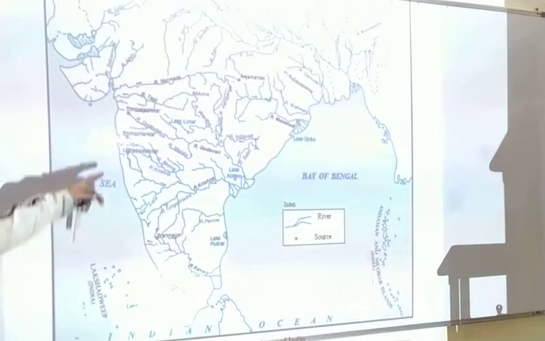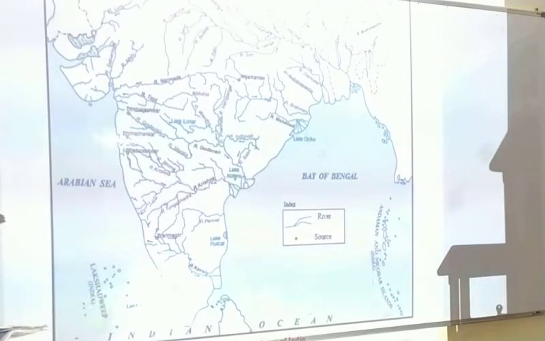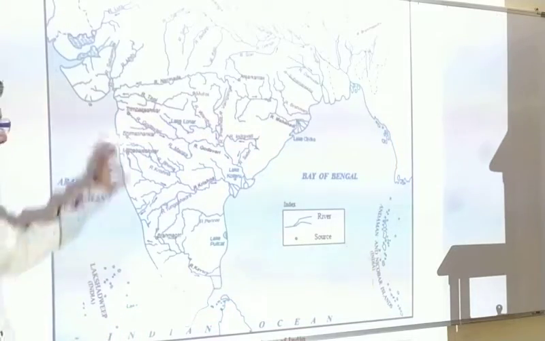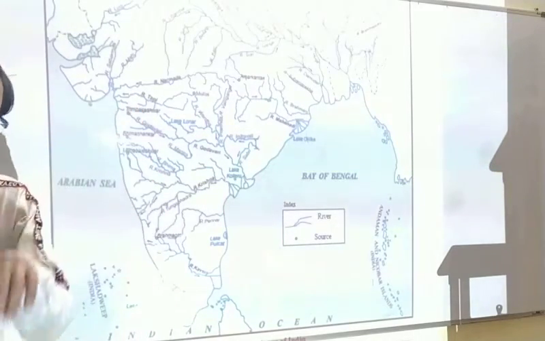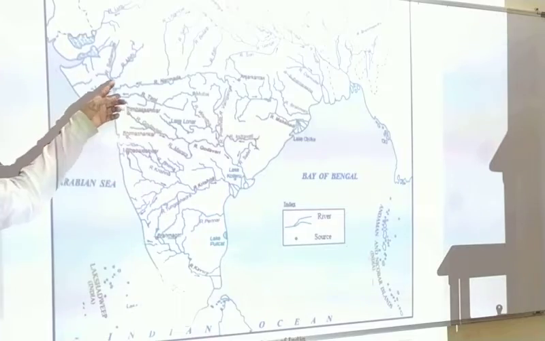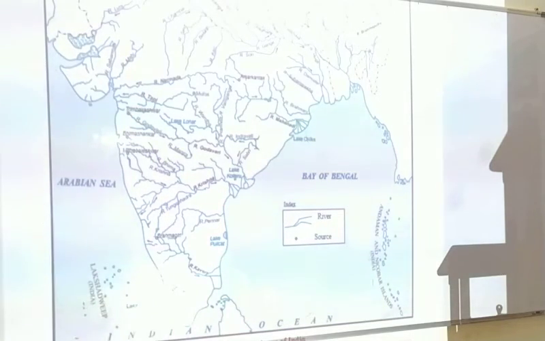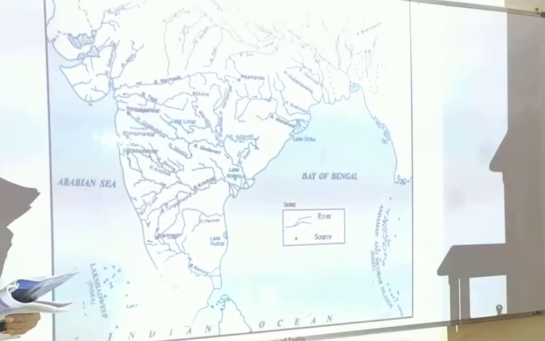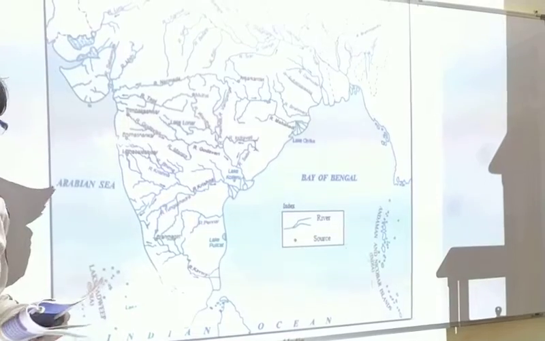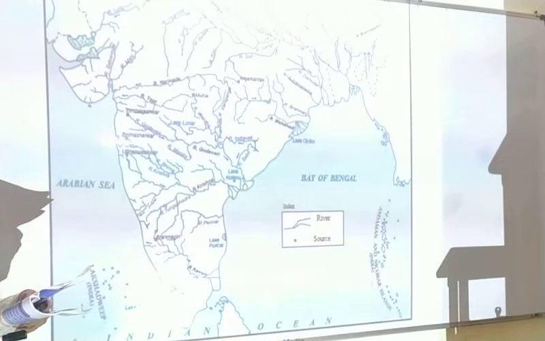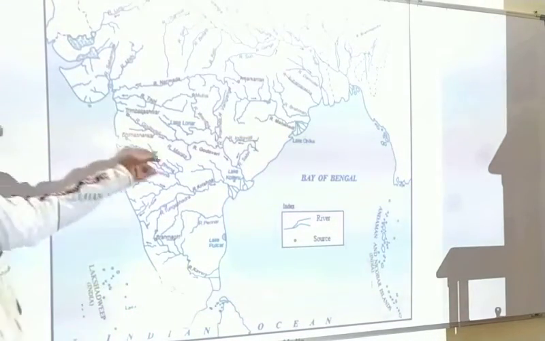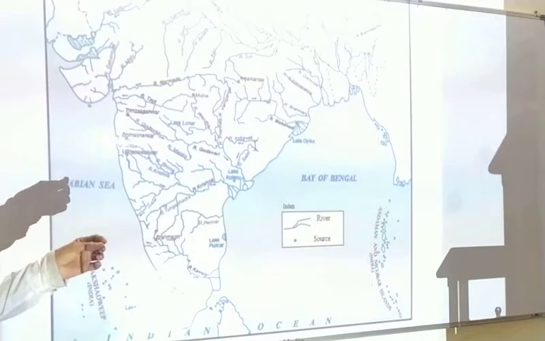Now, the west flowing rivers I am talking about occupy the area between the Western Ghat and the Arabian coastline. I already showed you the Sahyadri ranges in Maharashtra, but the Western Ghat starts from the Aravalli ranges and ends in Kerala. So the Western Ghat is also the largest mountain range in Western India. These rivers are short in length but swift.